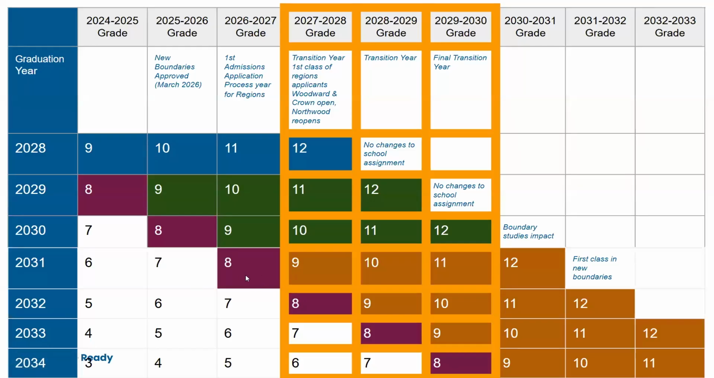So families of grade 8 students in 26-27 will receive information about their local high school and regional programs available to them when they enter high school in 27-28. They will be the first group of students in the new model, as indicated by the orange shade. And you will see in the same year that there will be grade 10, 11, and 12 students who are finishing up their high school plan in the current model.